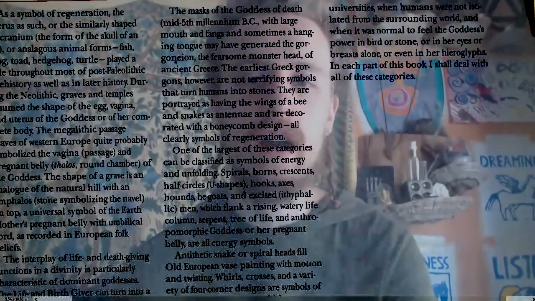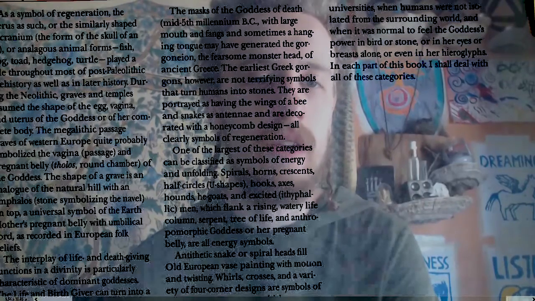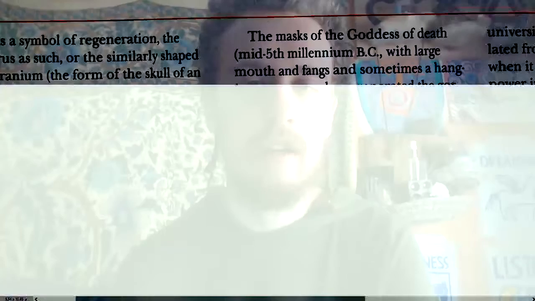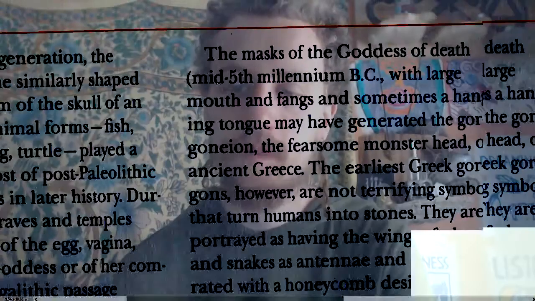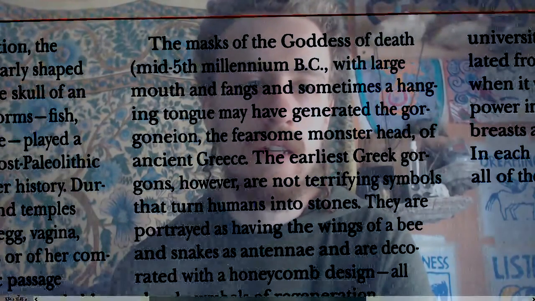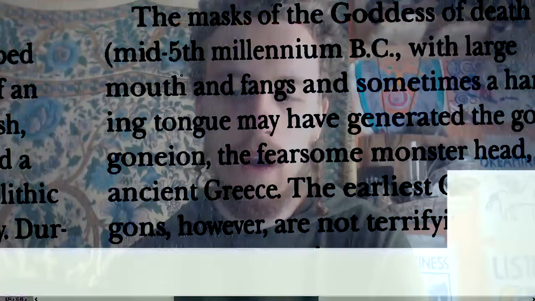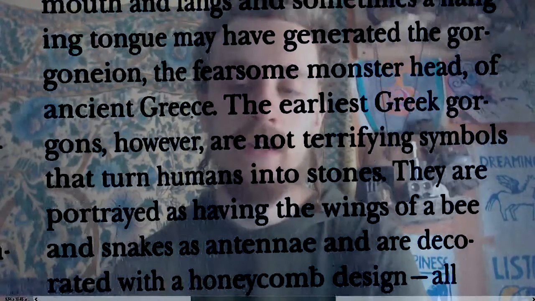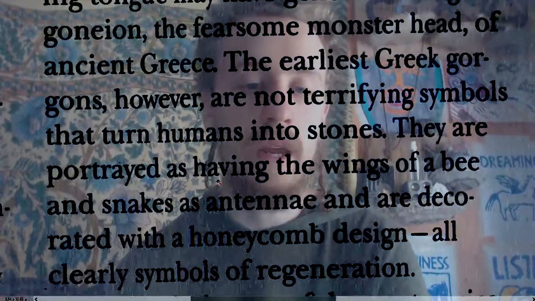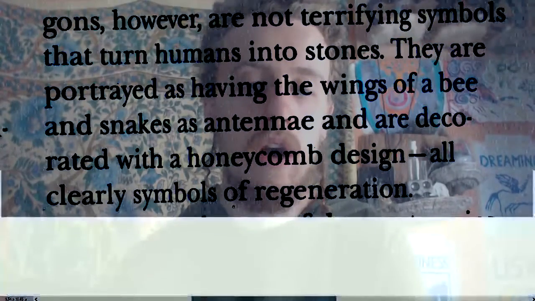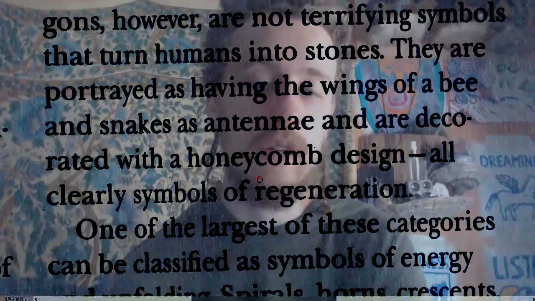The masks of the goddess of death, mid-5th millennium BC, with large mouth and fangs, and sometimes a hanging tongue, may have generated the Gorgoneion, the fearsome monster head of ancient Greece. The earliest Greek Gorgons, however, are not terrifying symbols that turn humans into stones. They are portrayed as having the wings of a bee and snakes as antennae and are decorated with a honeycomb design, all clearly symbols of regeneration.